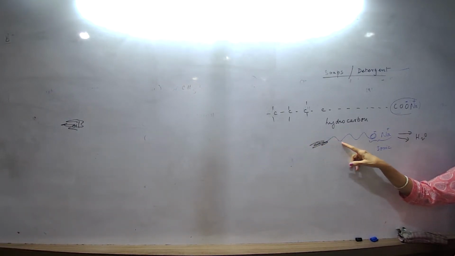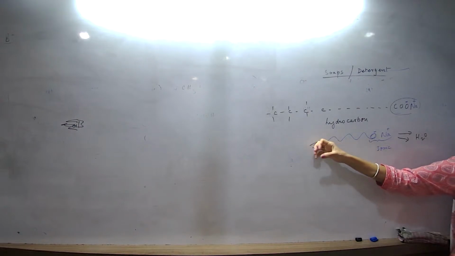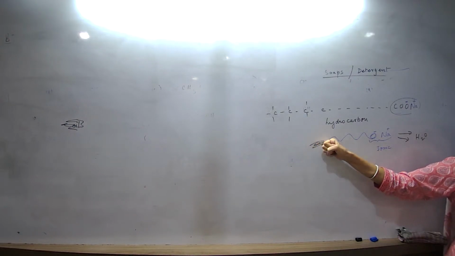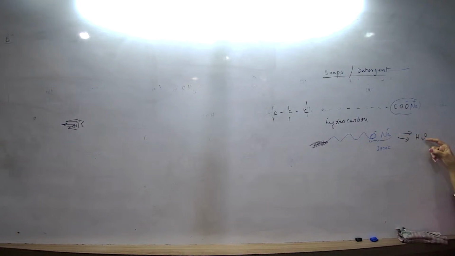Okay, so it is the hydrocarbon part which clings onto the dirt particle. And the head part of the soap particle is getting attracted towards the water. So when you're washing it out, along with the foam, the dirt particle is also removed.